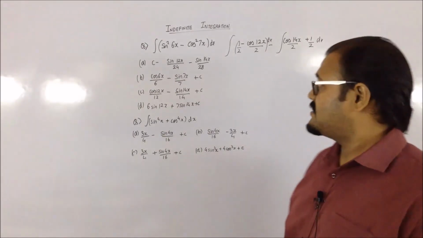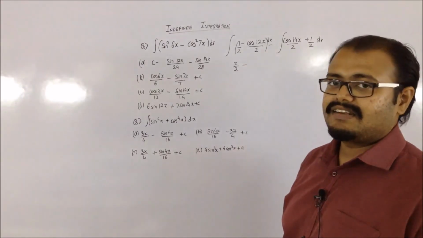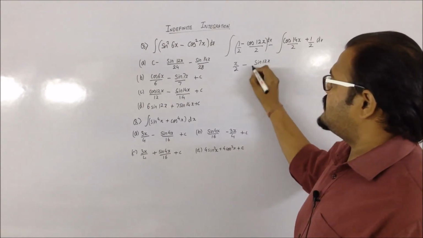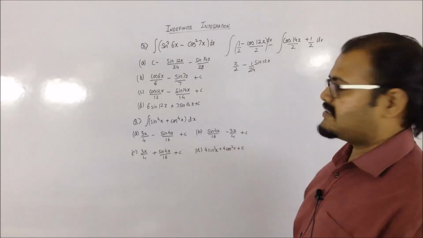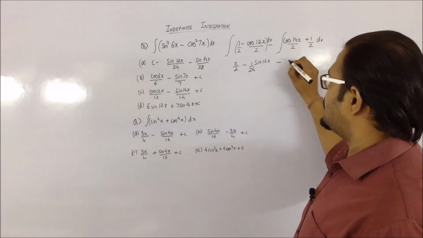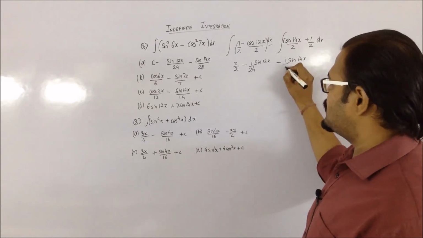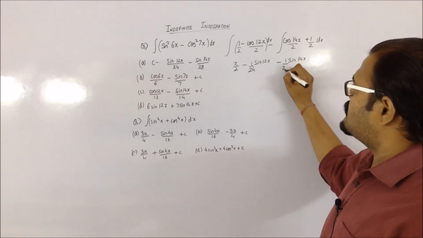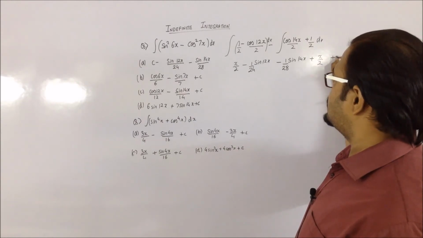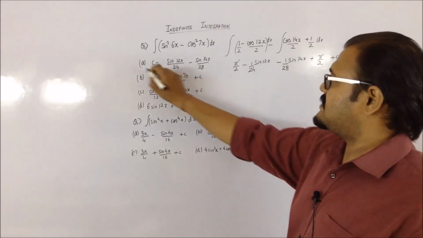So finding the integral, my integral of 1 by 2 will be x by 2 minus integral of cos 12x, which will be sine 12x divided by 12 into 2, so that becomes 24. Then this becomes integral of cos, which is again sine 14x divided by 14 into 2, so that gives me a value of 28, plus x by 2 plus c. So this gets cut. So I am having a value which is given in option A.